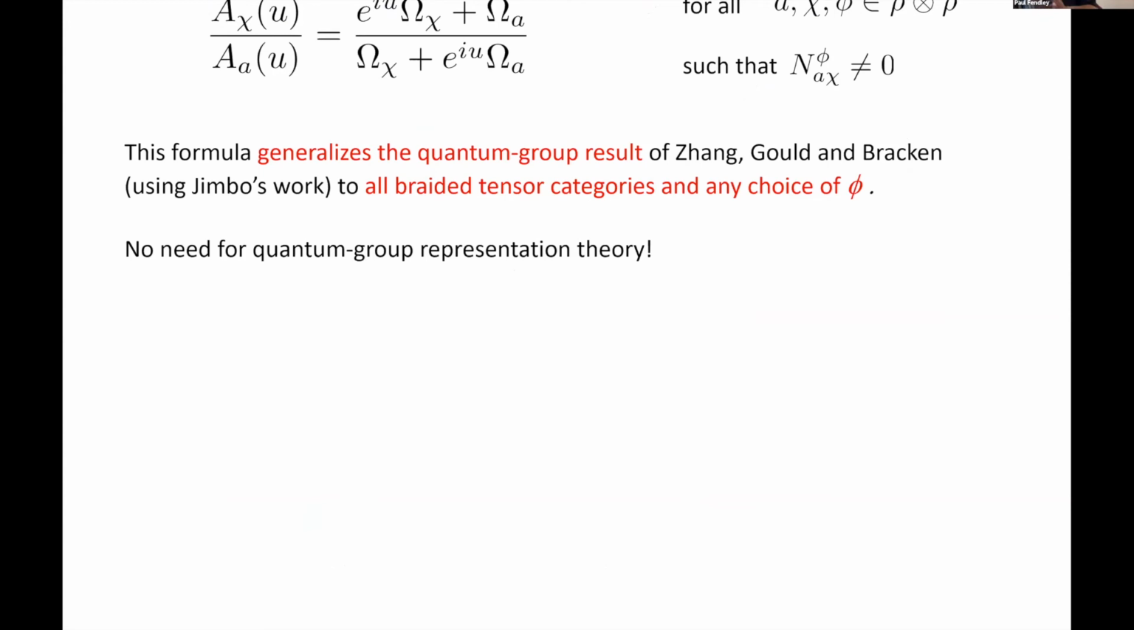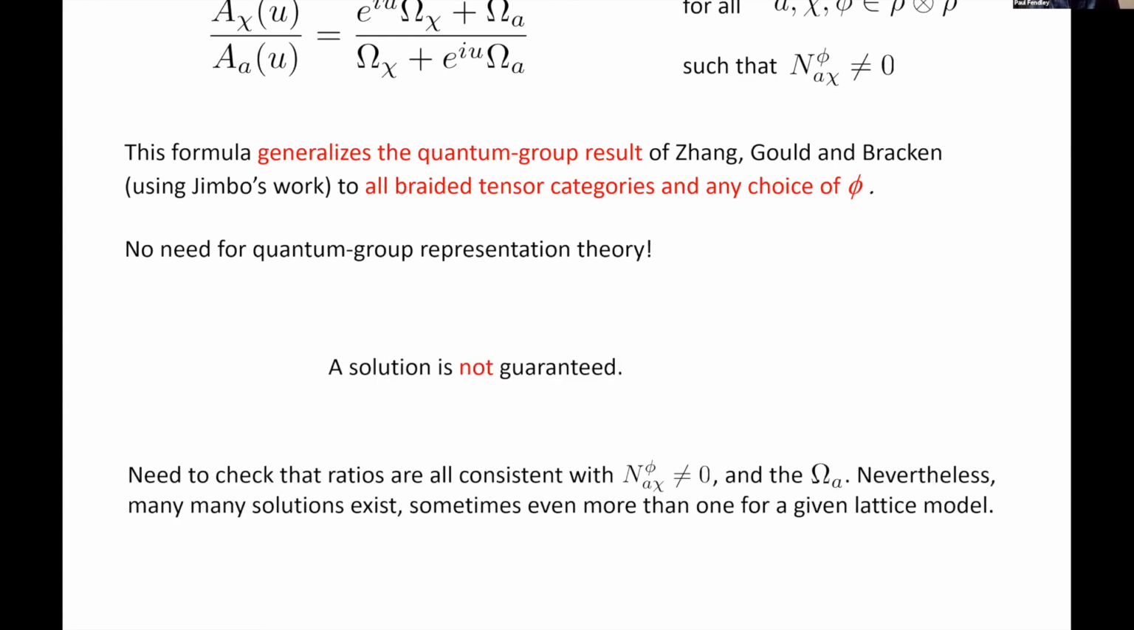And so this was the quantum group result of Zhang, Gould, and Bracken that they got. Basically, Jimbo wrote down an equation using quantum groups. And so this, first of all, generalizes it to all braided tensor categories. Don't need any quantum groups or pretty much know anything. For reasons I don't quite understand, but when you sort through what they did, they assume a particular phi. It's the adjoint in their case, and this works for any phi. But the thing that makes me happy is no quantum group representation theory is needed to get this.